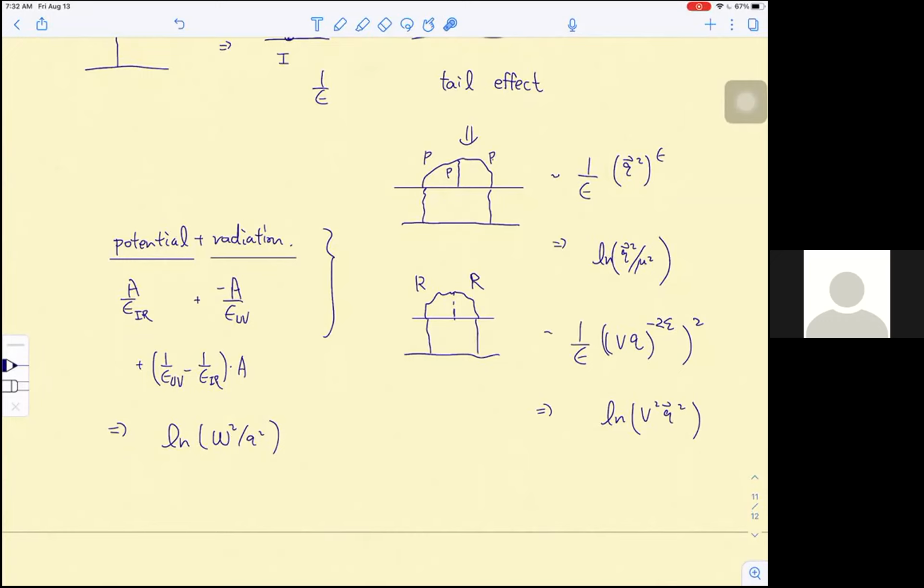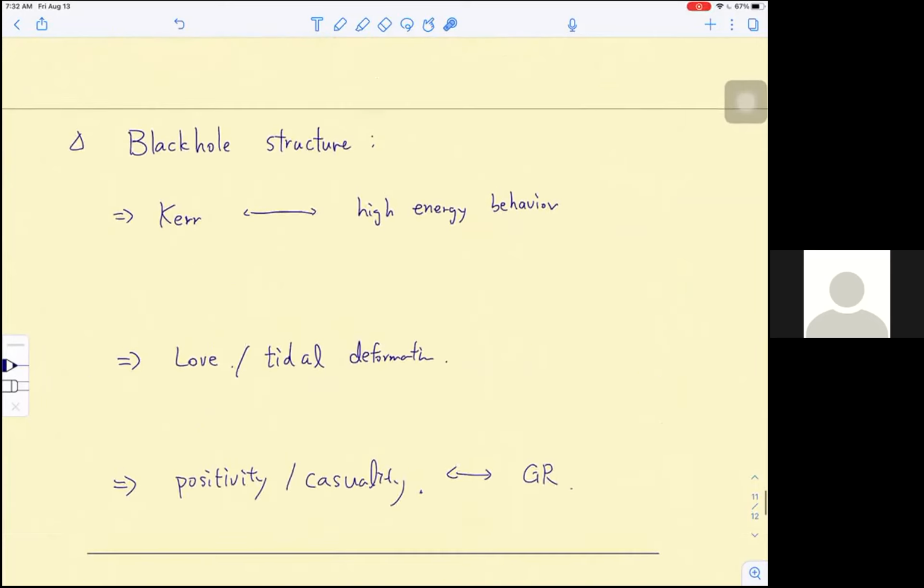Go ahead. So on the self-force structure, we didn't see that, right? Can you also comment a bit on the structure, like the tidal effects, or absorption of gravitational radiation? Yes.